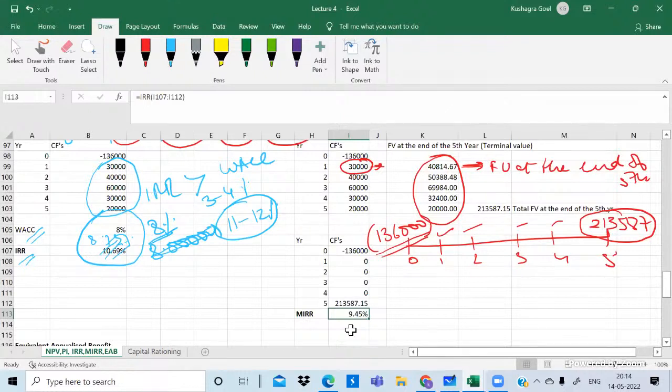So MIRR is better than IRR because you assume that the investments are happening at your cost of capital and you will not get multiple IRRs. You'll get only one MIRR. So IRRs you can get multiple, but MIRR you'll get only one. So in case you're getting multiple IRRs, it's always better to switch to MIRR and calculate the MIRR. Any doubt with MIRR, modified internal rate of return?